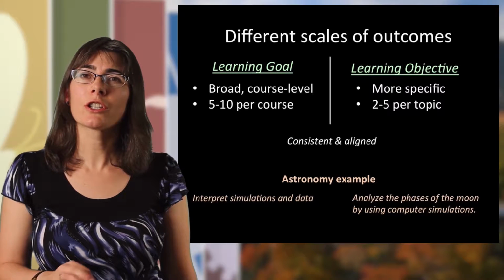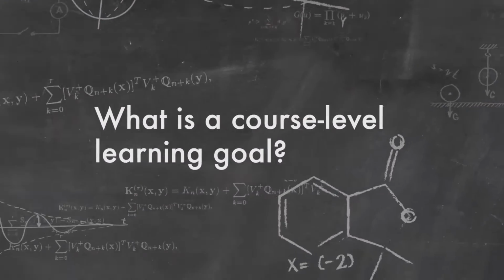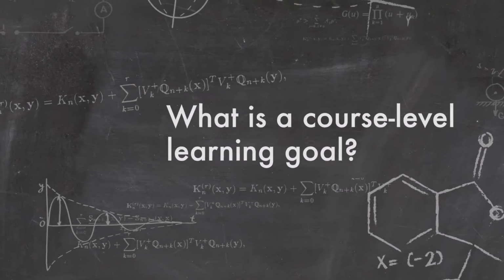So let's look a little bit more specifically at the course scale goals. What does it really mean to have a course scale learning goal? For me, a learning goal is something that you want students to be able to do at the end of the course. So typically it's very ambitious, encompassing, and really is often driven by a question that the entire course is organized around trying to answer.